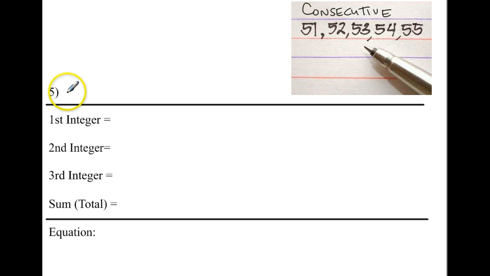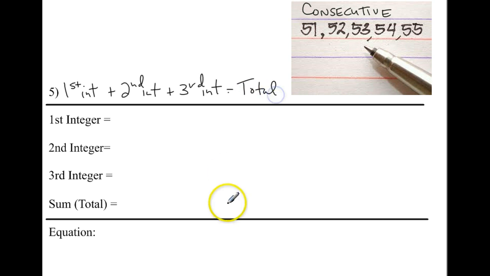If I look at the problem, it says that their sum is 81. So sum means that I'm looking for a total when I'm going to be adding. So I'm going to take my first integer, add my second integer, and my third, and that's going to give me my total, or my sum. The first integer, I don't know what it is, but I'm going to pick x.